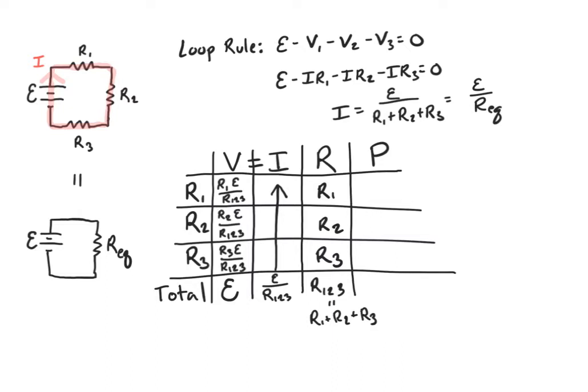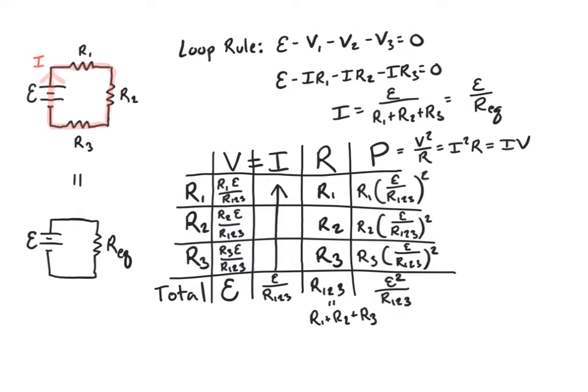At this point, I can find the power dissipated by each resistor individually or by the entire circuit through any of my three equations, V squared over R, I squared R, and IV. This chart also makes it easy for us to check our work and for it to make sense. For example, I know that the voltage across R1 plus the voltage across R2 plus the voltage across R3 should add up to the voltage provided by the battery, and I can easily check here that these three do in fact add up to the total.